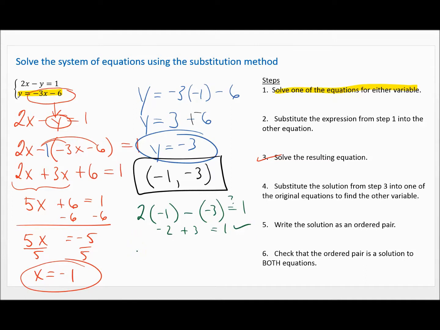So y, which we have as negative 3, is that equal to negative 3 times negative 1 minus 6? Is negative 3 equal to 3 minus 6? Yeah, negative 3 is equal to negative 3, and that checks out. So right in the middle of the page, highlighted in aqua, negative 1, negative 3 is our final answer. The green, again, is just checking it, doing step 5.